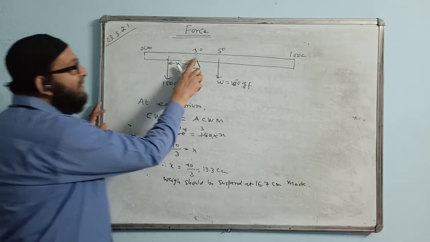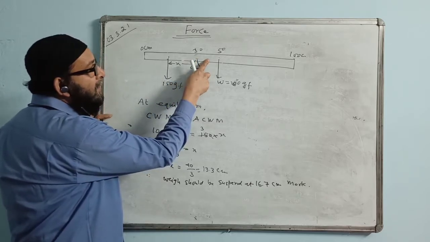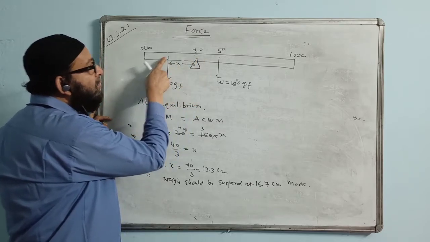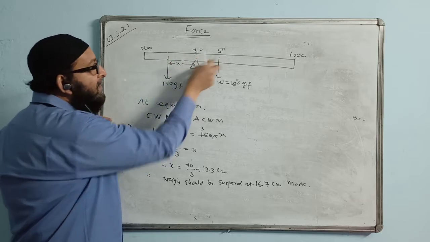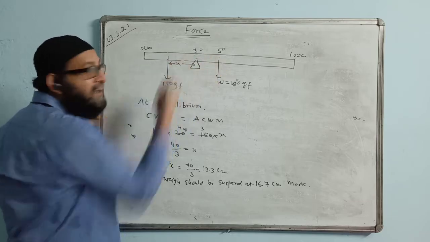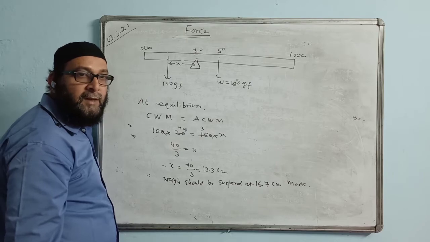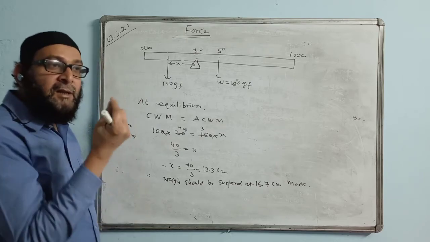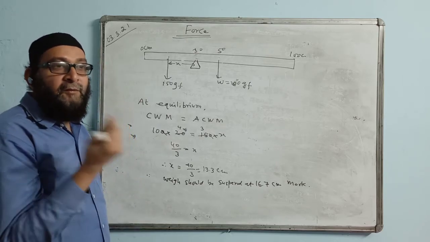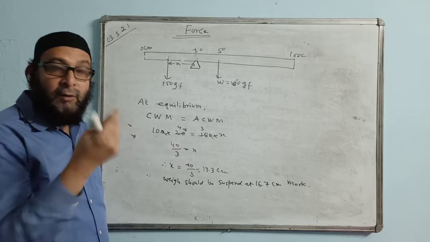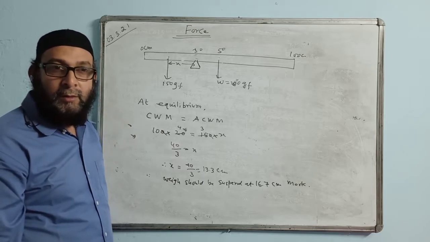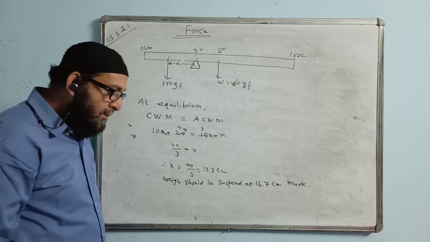If the knife edge is shifted this side, in what direction should it shift? It should also move in the same direction, because here the distance is decreasing, so here also you have to decrease the distance. Understand? So whichever direction the knife edge is shifted, you must shift the force in the same direction, whatever force the question talks about. Alright?